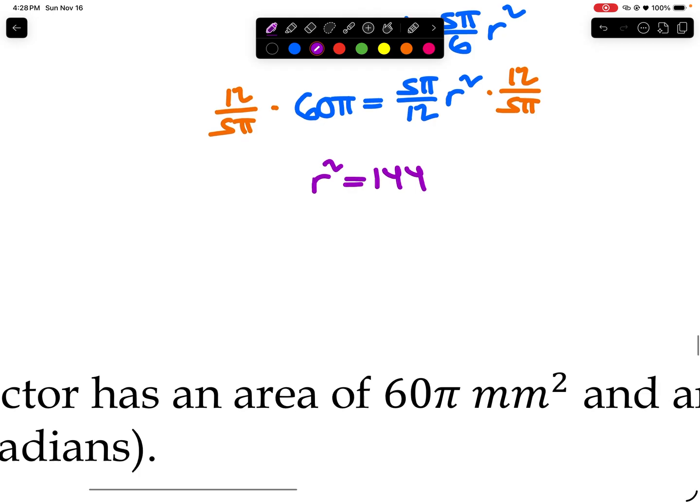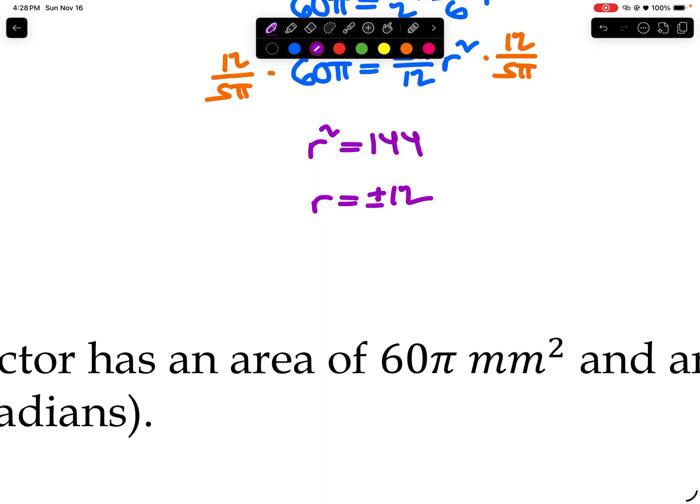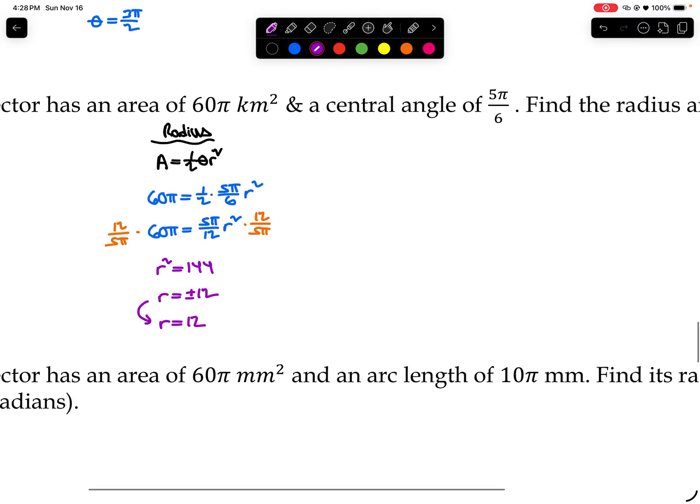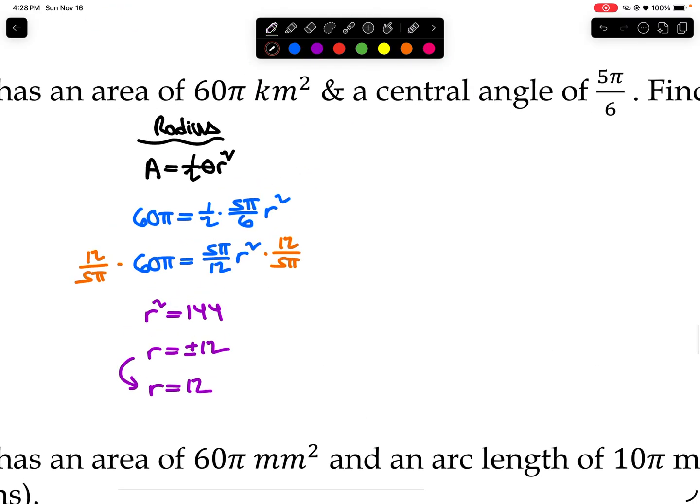And then when you take the square root of both sides, then we have plus or minus 12, but a length cannot be negative. So that tells me that we're just going to take positive 12 for the radius. Okay, so now that we have the radius, now I'm going to work backwards, or not really work backwards, but plug in to find the arc length.